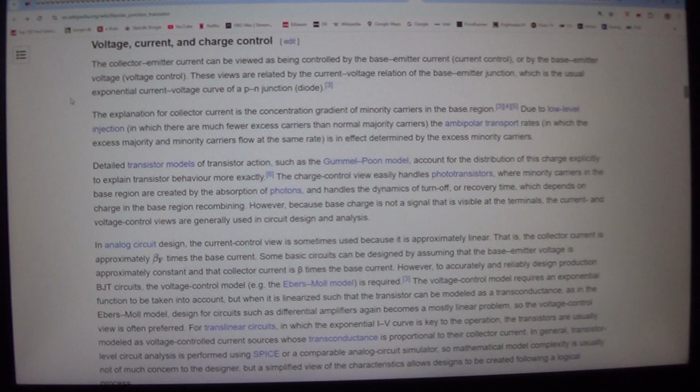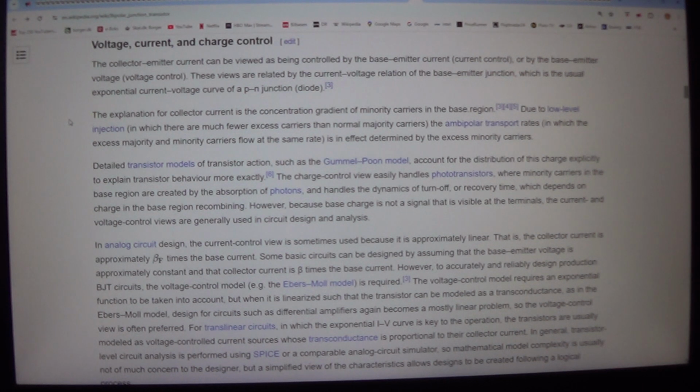The collector-emitter current can be viewed as being controlled by the base-emitter current, current control, or by the base-emitter voltage, voltage control. These views are related by the current-voltage relation of the base-emitter junction, which is the usual exponential current-voltage curve of a p-n junction diode. The explanation for collector current is the concentration gradient of minority carriers in the base region.